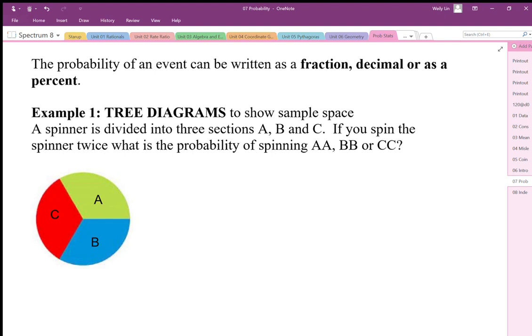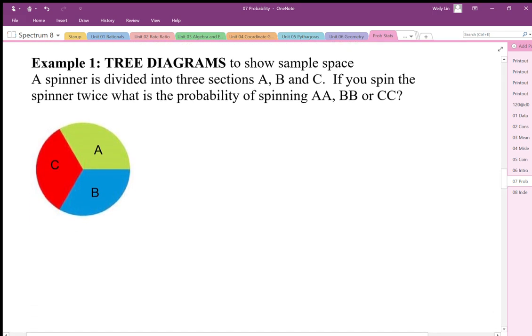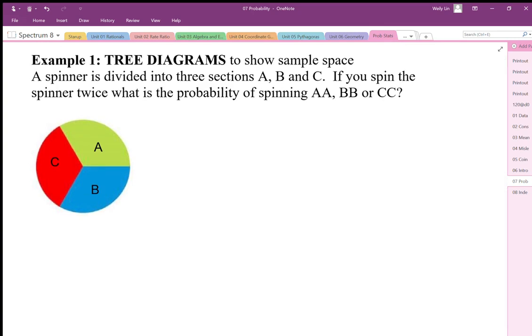So as I mentioned before, the probability of an event can be written as a fraction, as a decimal, or as a percentage. Okay? Now we want to focus on theoretical probability, and we can do theoretical probability best by showing sample space. An example of the way we can show sample space is a tree diagram.